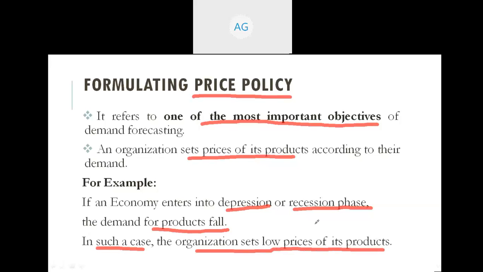So the organization is constantly looking into the market to see whether the sale of its item is increasing or decreasing at that price, and according to that the organization sets the price of that product. As the market is going into recession, in that case the organization sets a low price for its product. So this is the second factor of short term objectives. Now moving to the next slide.